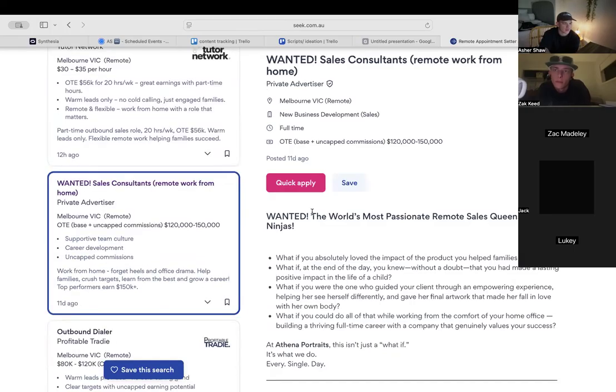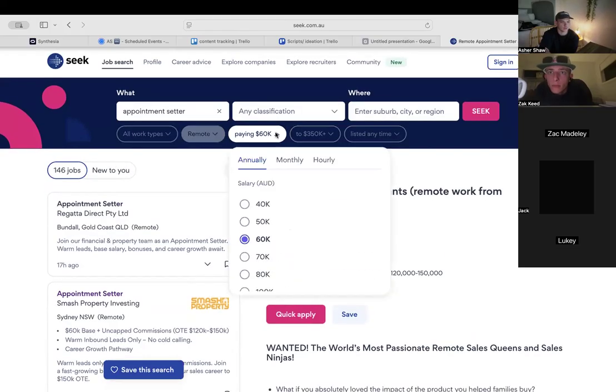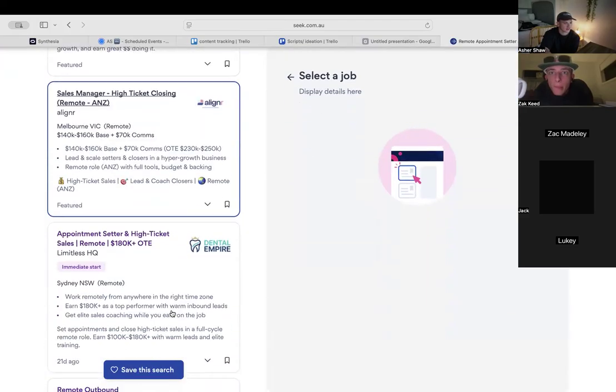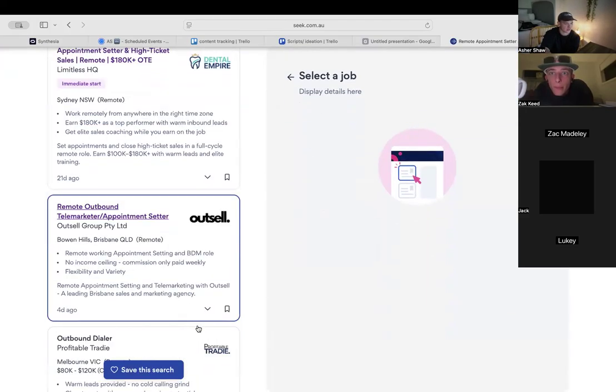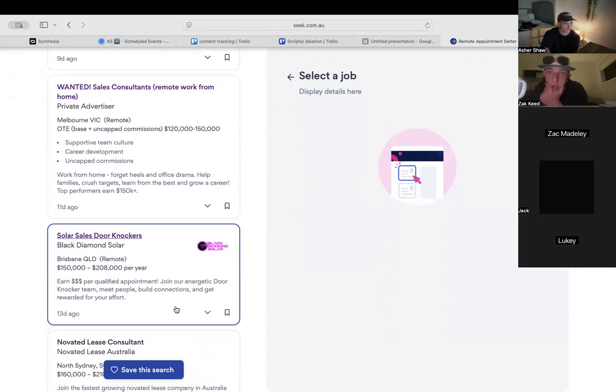Another perfect one, 120K, 150K. Even here, I'll show you some really good ones. If we go to the proper high quality ones, there's some here that will pay, so this one's 180. This one here, door, this one's saying remote. I think they just work with people that do the door-to-door sales knocking, and they either call them back up, see if they're interested. But 150 to $208,000 a year is pretty solid.